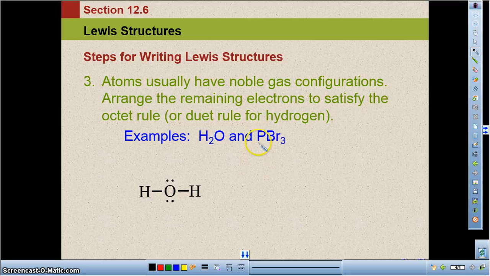Okay, now we're going to take a look at potassium tribromide, and we're going to write the Lewis structure for it, and I'll take it step by step so that you get the idea of how to do it.